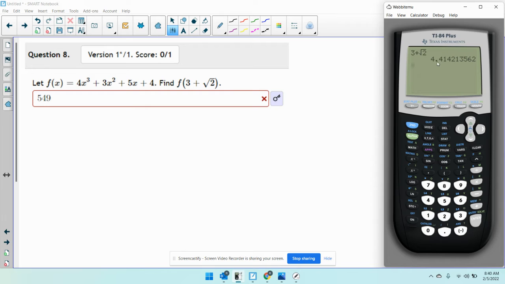So we get that. And you can actually select that and plug that into each part of this polynomial to solve. So we have 4 times, and I can go grab it, to the power of 3, plus 3 times, go grab it, squared, plus 5 times, grab it, plus 4. So that's our answer there. 428.5757 will do.